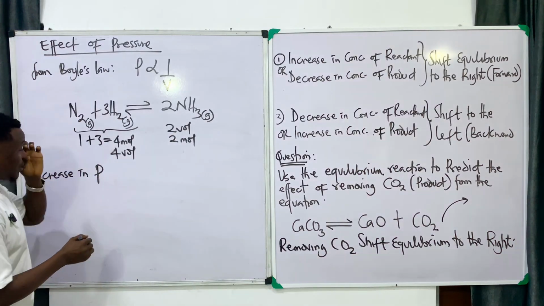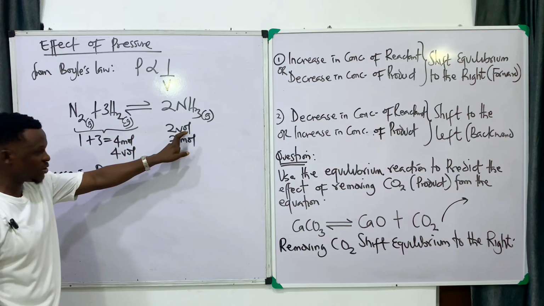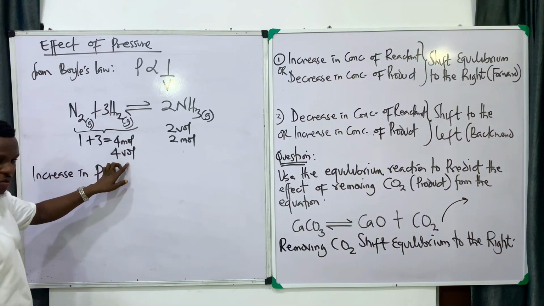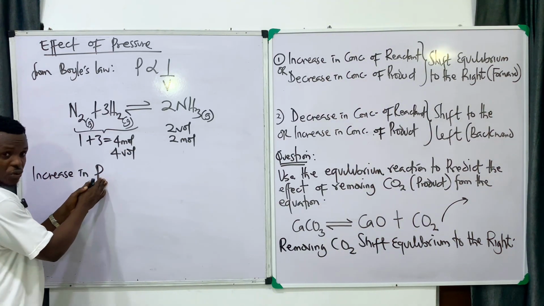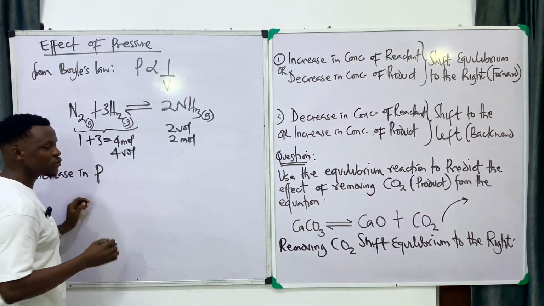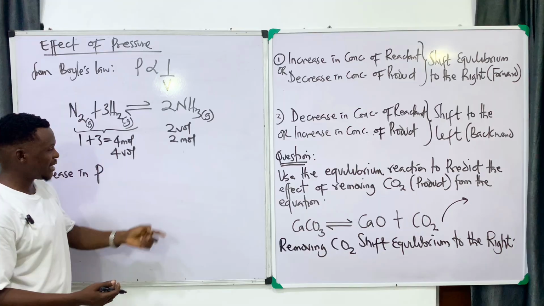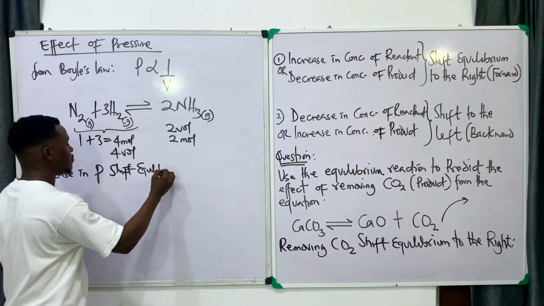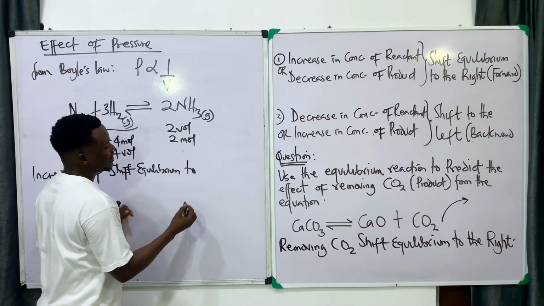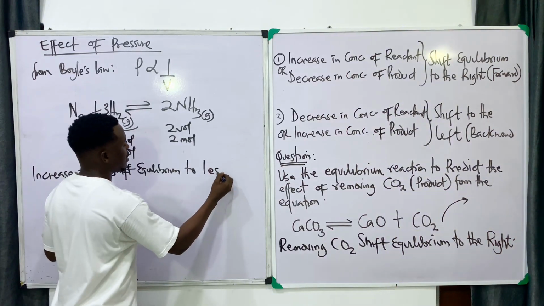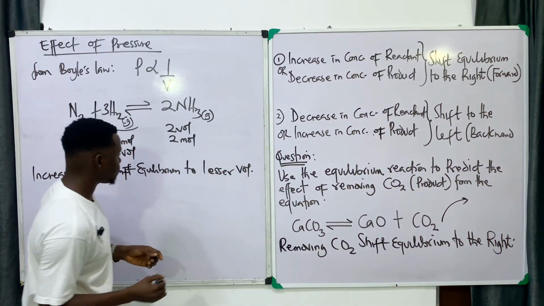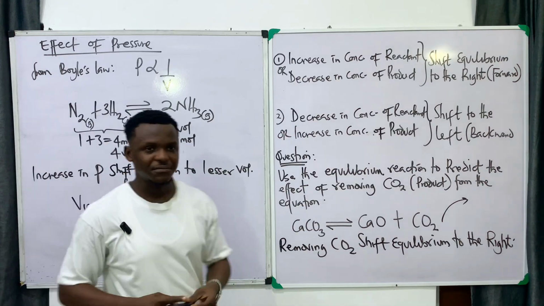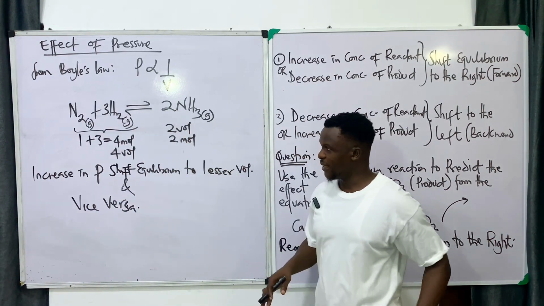So here, for this reaction, the mole of the product is 2, which is equivalent to the volume. Here, you add up the mole of the reactant. This is 1 and this is 3. 4 mole or 4 volume. So if you increase in pressure, class, we will shift equilibrium to the side that have lesser volume. And which side is that? The product. Increase in pressure shifts equilibrium to the side that has lesser volume. And vice versa.